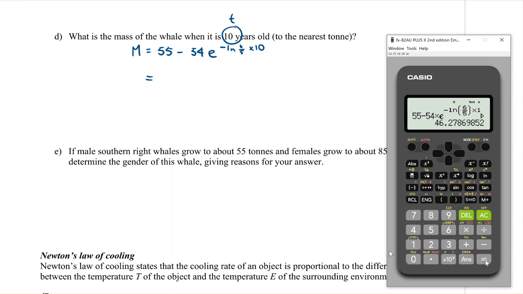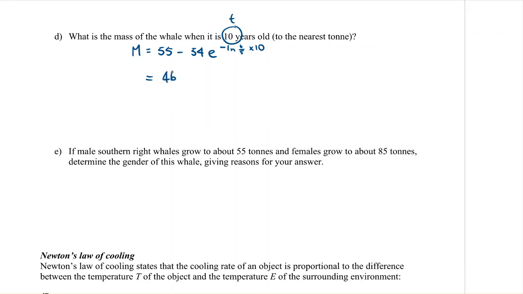All right, did you all get the same thing? Yes, good. So it's 46.28 on the calculator, but we were asked for the nearest ton, so I'm going to say therefore the whale is 46 tons.